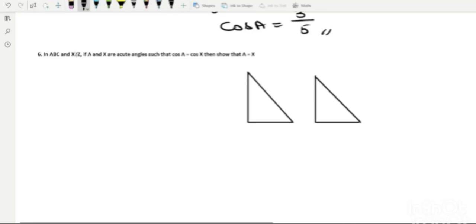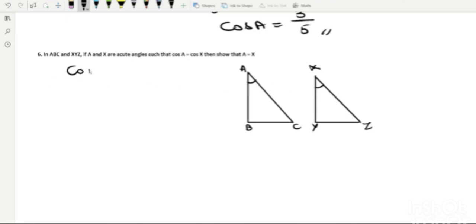So the next problem is the sixth question. In triangle ABC and XYZ, if angle A and angle X are acute angles such that cos A equals cos X, then show that angle A equals angle X. So let us take two triangles and name them A, B, C, and the other triangle X, Y, Z. So he says that cos A equals cos X.